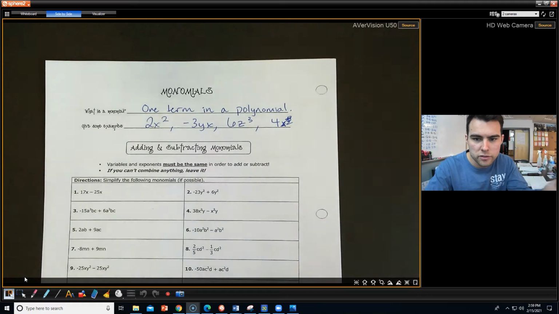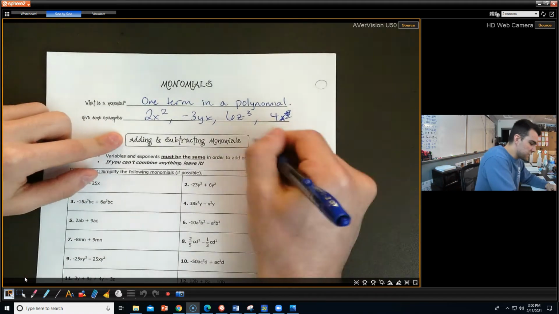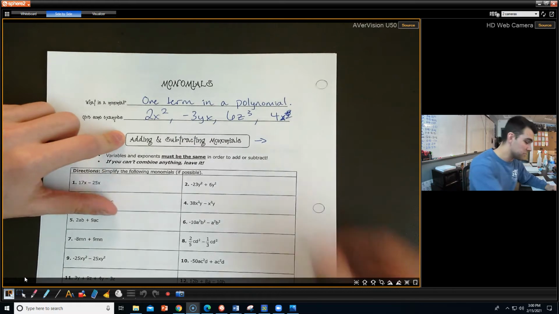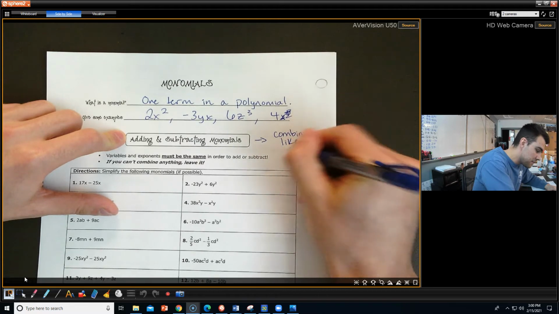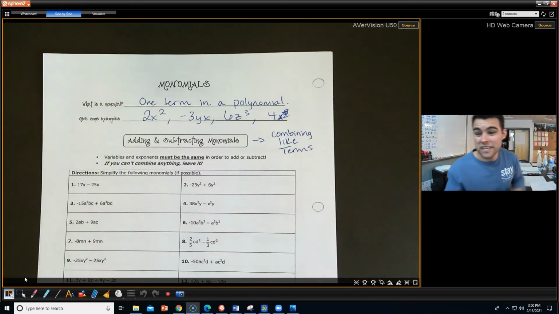And so we're going to do two things today. We're going to talk about adding and subtracting these guys, which you've already done before. And then we're going to talk about multiplying, which we've seen a little bit of. Not too much, though. So adding and subtracting monomials. I'm just going to tell you right off the bat, it's combining like terms. That's it. That's really all we're going to do when it comes to adding and subtracting monomials. You just see if they have the same variable and exponents, you can add them or subtract them. If they don't, you cannot combine them. That's what it comes down to.